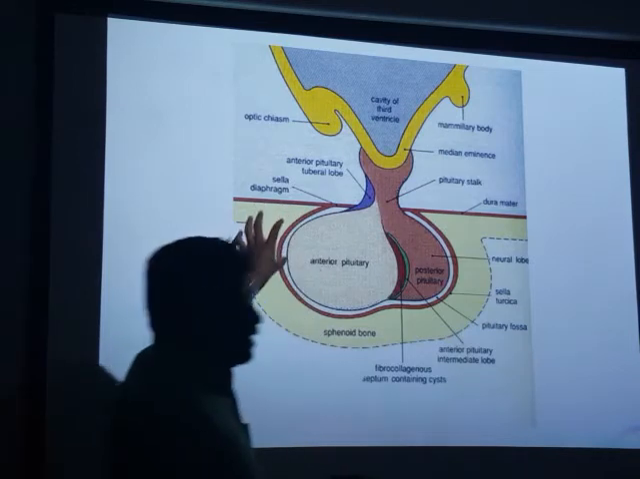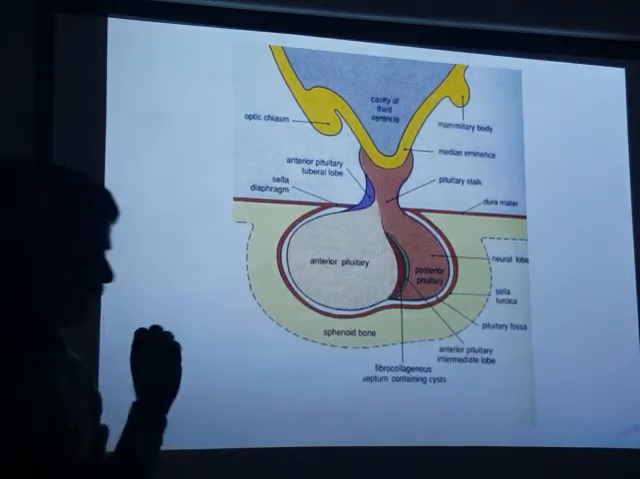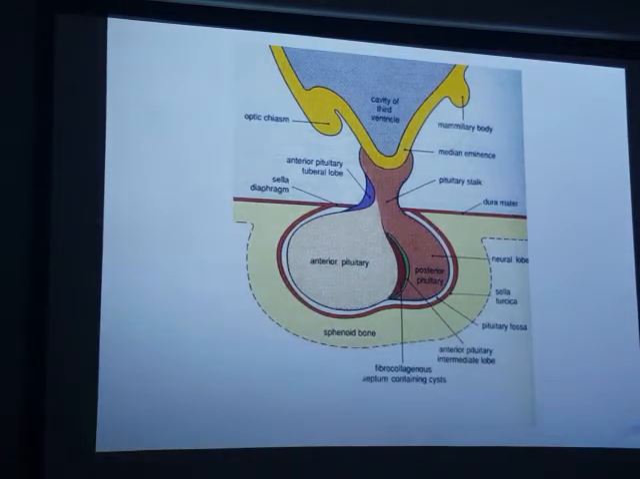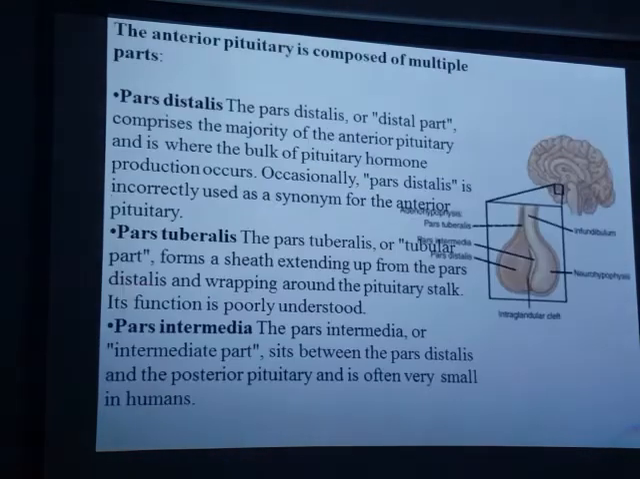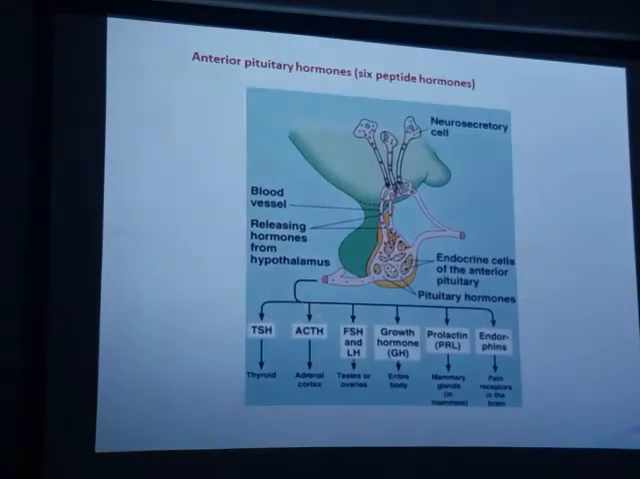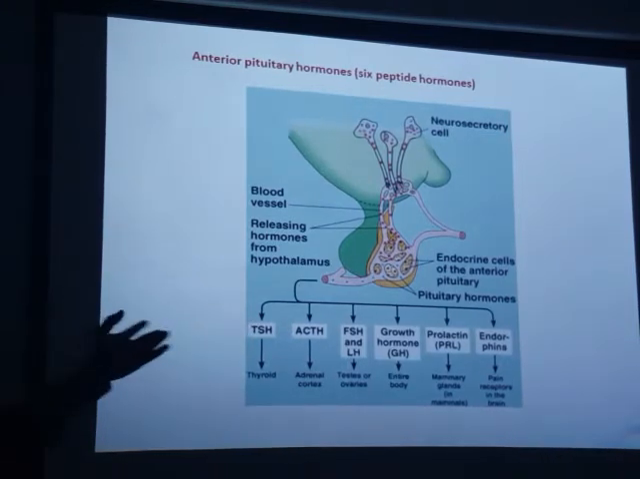So a very important part of the anterior pituitary is pars distalis, which secretes all the hormones. So these are the hormones which are secreted by your pars distalis, or you can say altogether the adenohypophysis, the pars anterior. Am I clear? Yes. You learn this again in your physiology and histology classes.